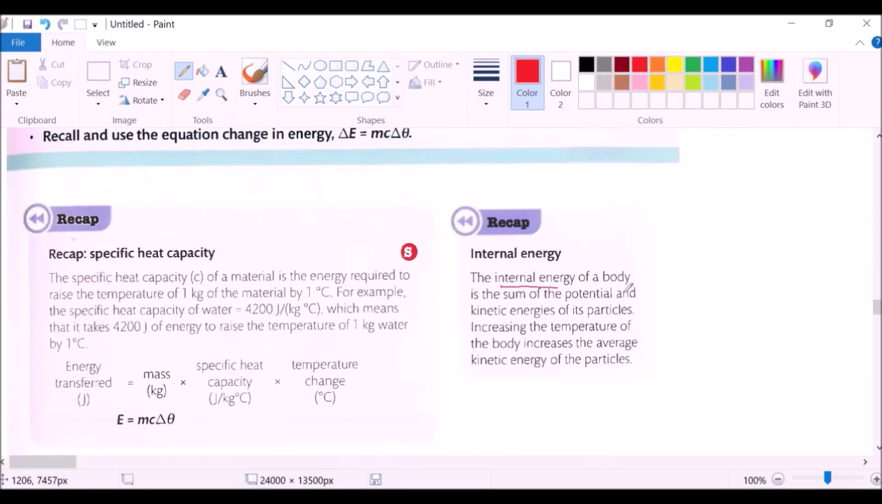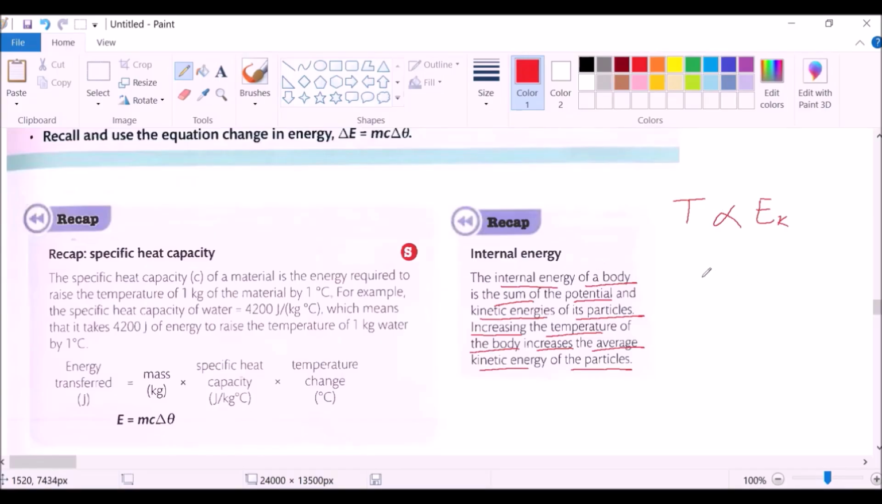The internal energy of a body is the sum of the potential and kinetic energies of its particles. Increasing the temperature of the body increases the average kinetic energy of the particles. So we can say temperature is directly related to kinetic energy of particles in a substance.